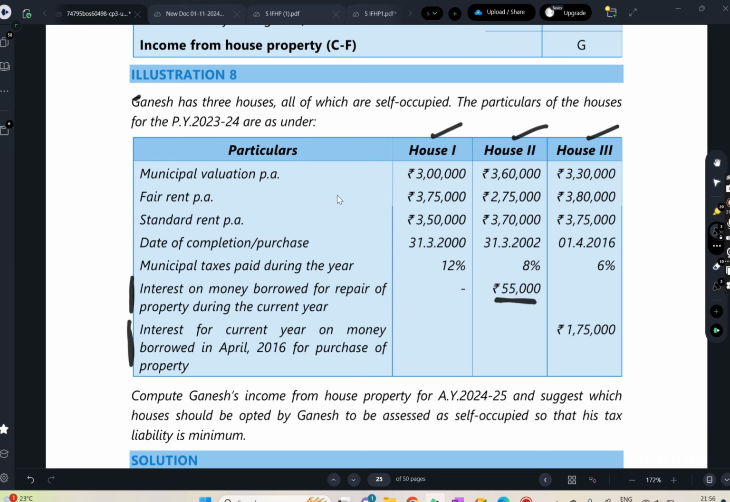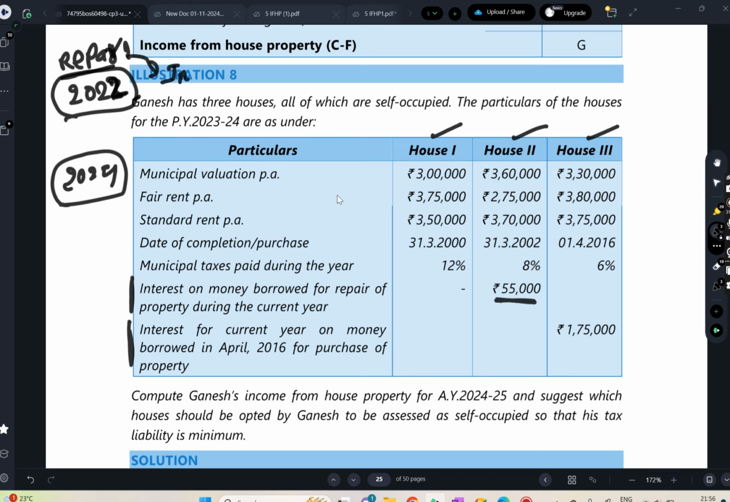Now you tell me, let me ask one little bit simple question. Assume that right now I am in 2024. In 2023 or 22, I have taken a loan for repairs and I am paying interest on it. Can I claim that as a pre-construction interest? Yes or no? Can I claim that as a pre-construction interest?